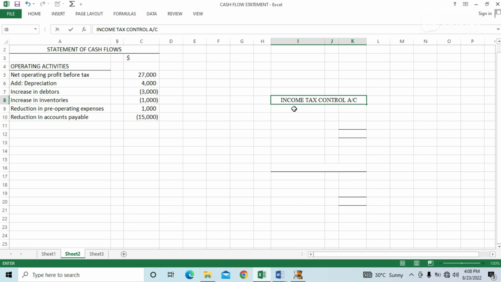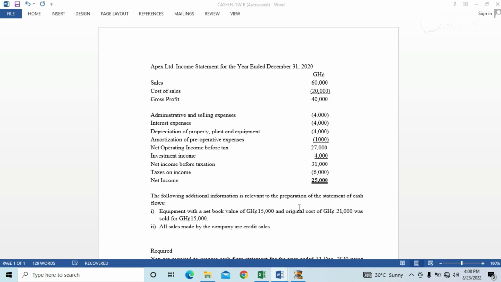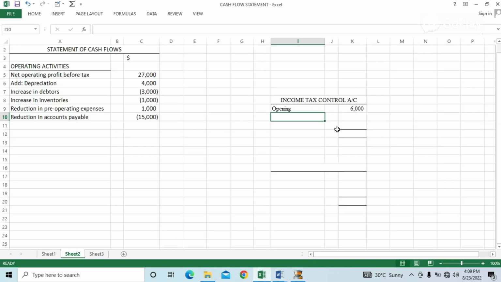When it comes to the income tax, we are just looking at the opening balance for the income tax, which was 6,000. The opening balance for the income tax was 6,000. Then let's look at during the year, how much was the income tax expense? The income tax, as per the income statement, is 6,000 at the bottom here. So the new income tax charge is 6,000.